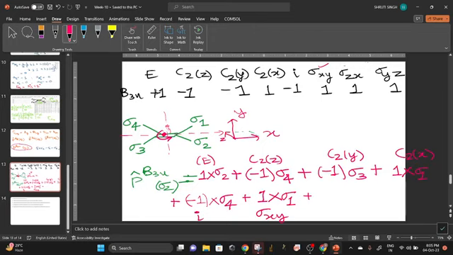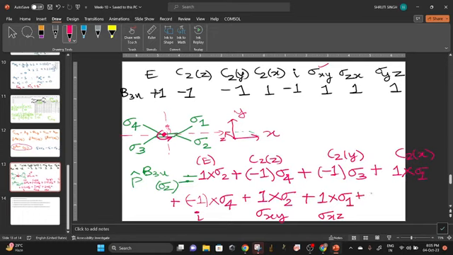Next this one, sigma xz, the character is 1. Oh, sorry, the last one was xy, right? Sorry, my mistake, you were right. Sigma xy is this molecular plane. Next will be sigma xz, which I told earlier. Okay? Am I clear?